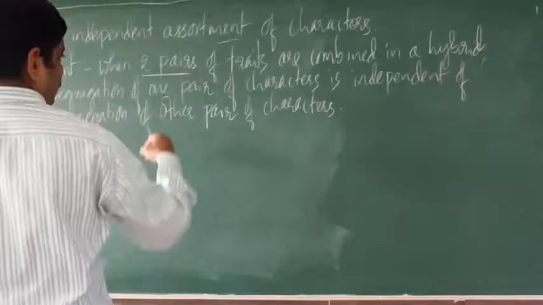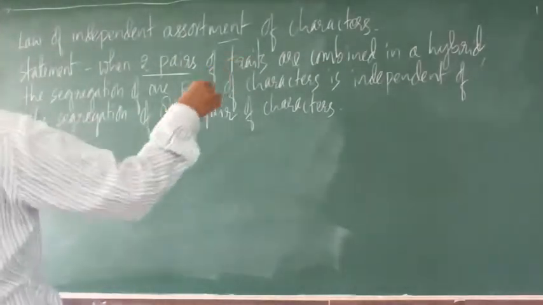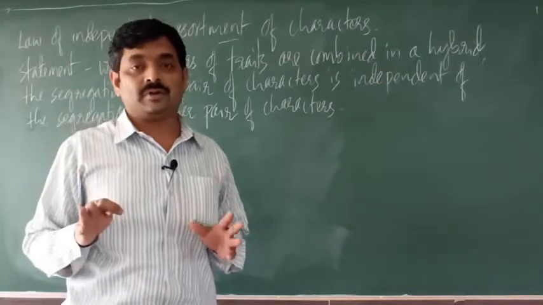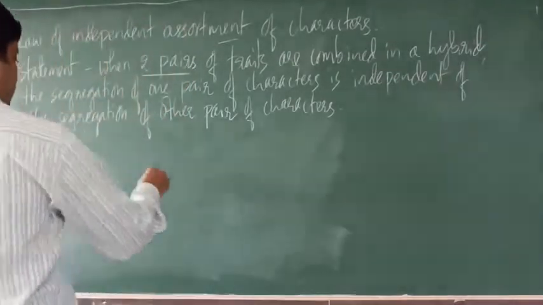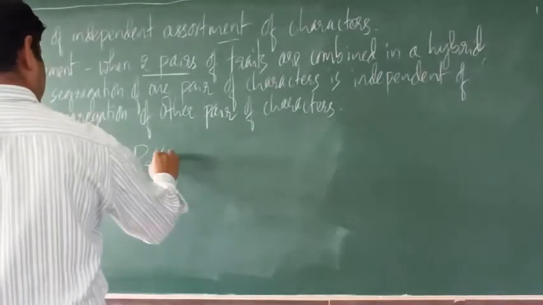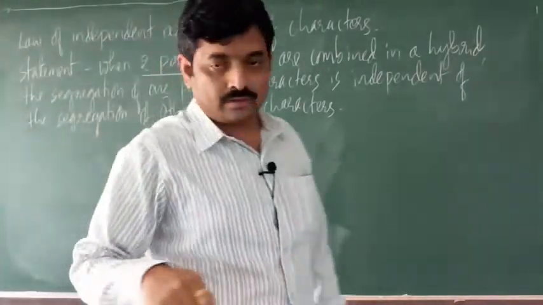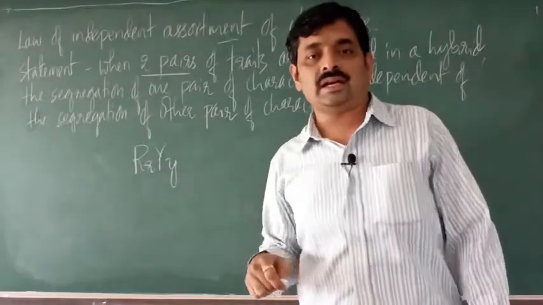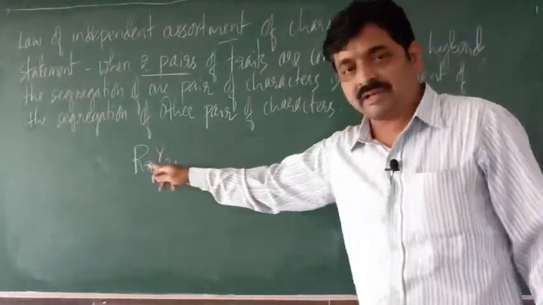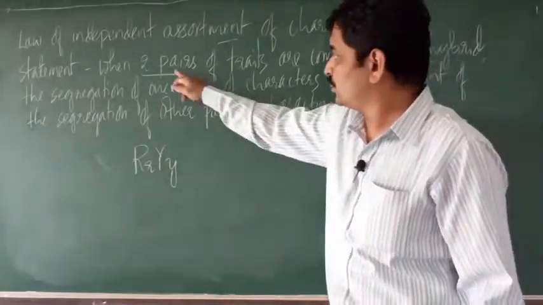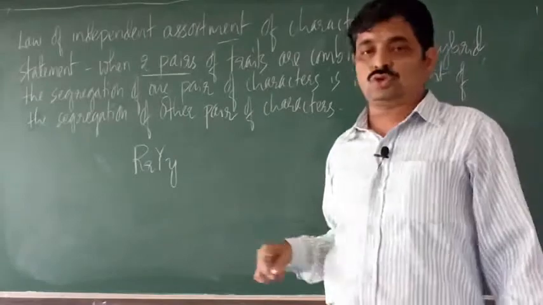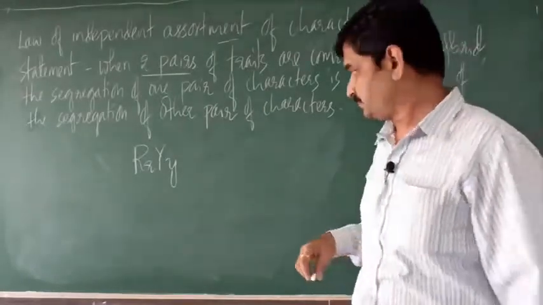So two pairs of traits combined in a hybrid. The hybrid that was obtained in the dihybrid cross experiment. So this is the hybrid. Right? So two pairs of traits are combined in this hybrid. So which are those two pairs of traits?